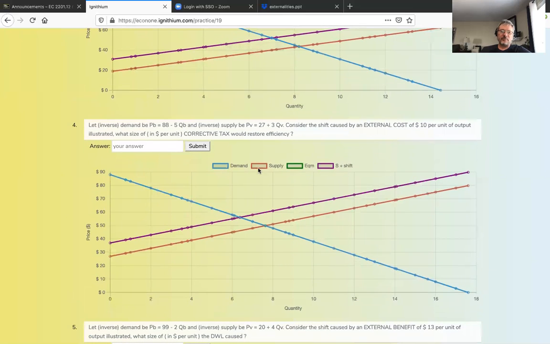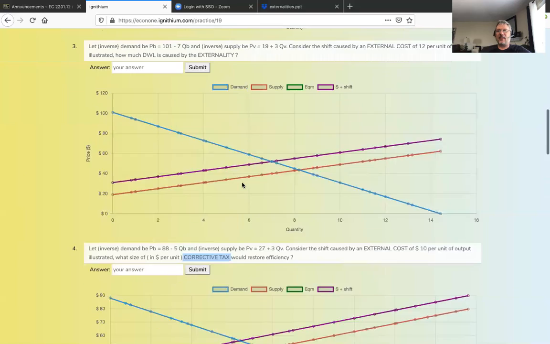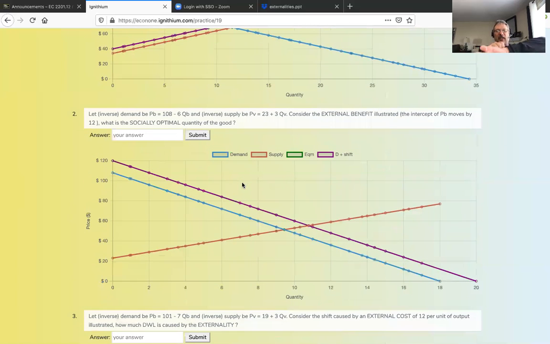Here, we're talking about a corrective tax. The corrective tax is equal to the size of the externality. So now that I've told you that, you should be able to work that out. And since we're running low on time, there's just a little bit of time left.